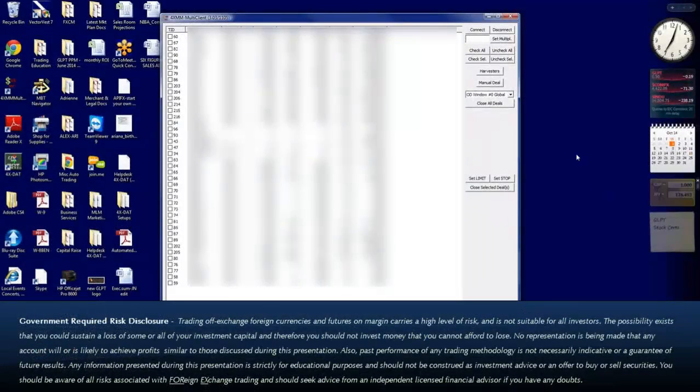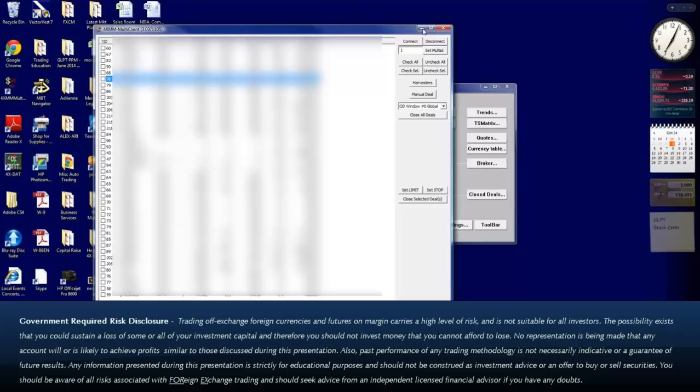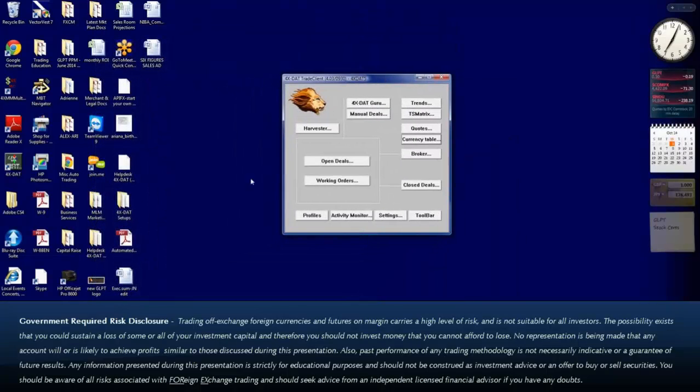I'll go over how the software places the trades and what it does with them once it has a profit, what it does if it doesn't have a profit yet, etc. So what you're looking at is I opened one of the live accounts.